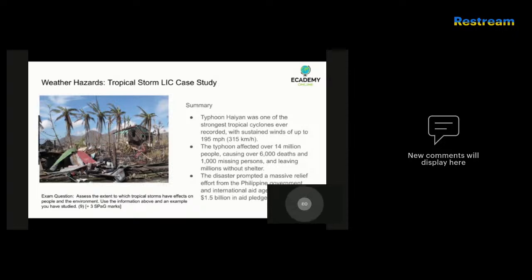So overall, Typhoon Haiyan was an extremely tragic event that had a profound effect on the people that were living in the Philippines. It's also a reminder of the importance of supporting communities affected by natural disasters and the need for continued efforts to build resilience and preparedness in the face of such events.